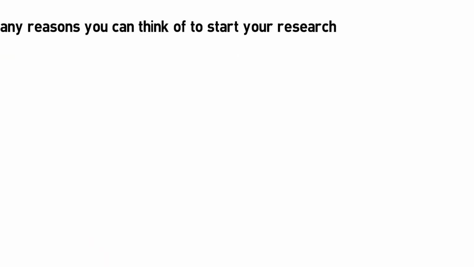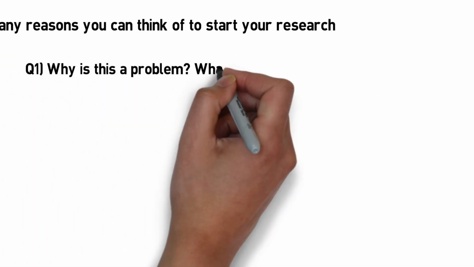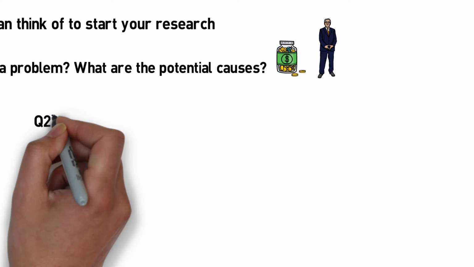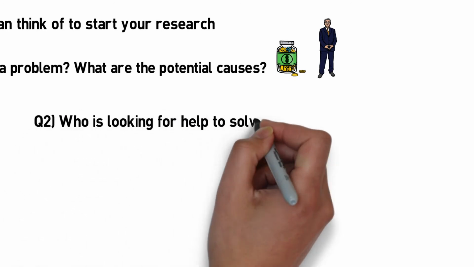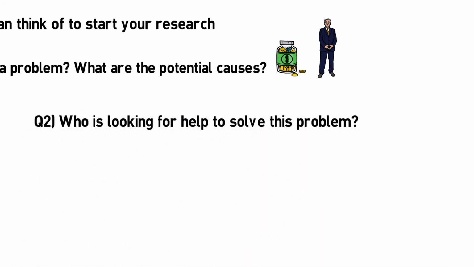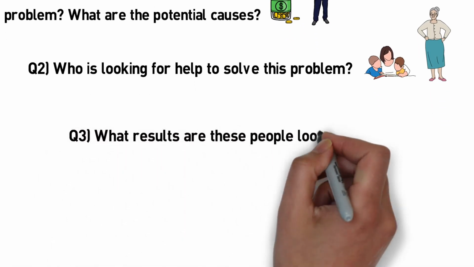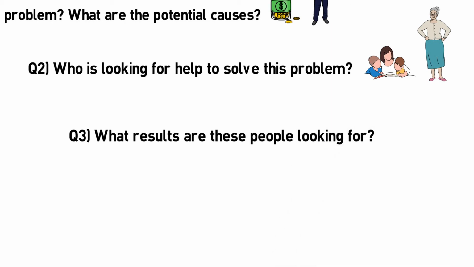So the first question is, why is this a problem and what are the potential causes? Maybe it's things like funding or politicians or people in power. Question 2, who's looking for help to solve this problem? Parents of these children and teachers and others. What results are these people looking for? What benefits would they want to see happen to feel like the problem has been solved?